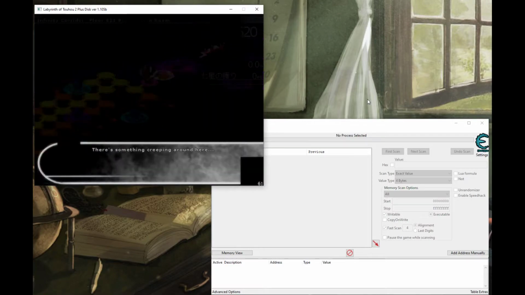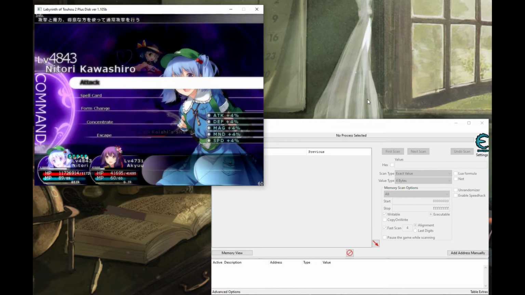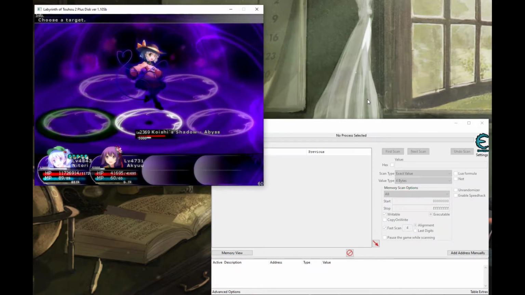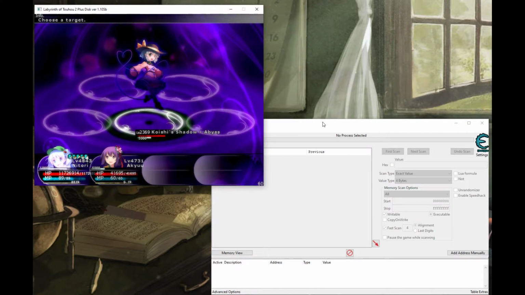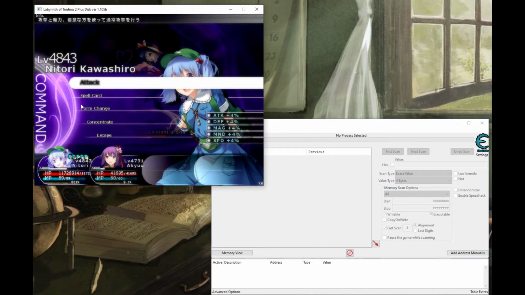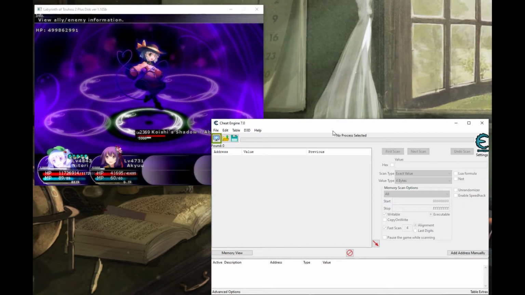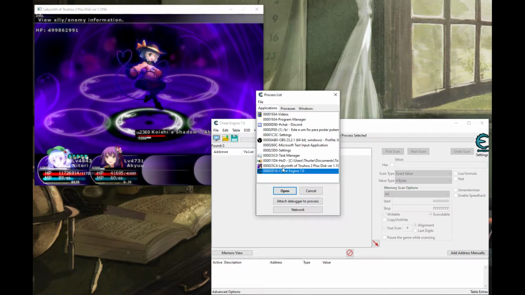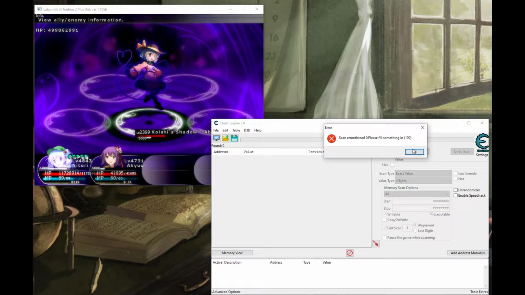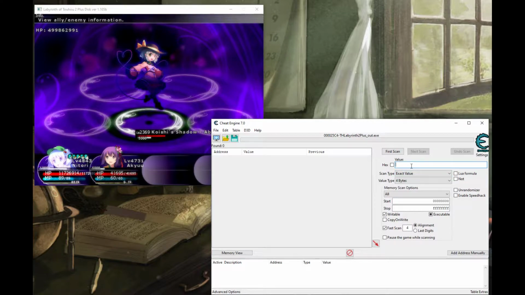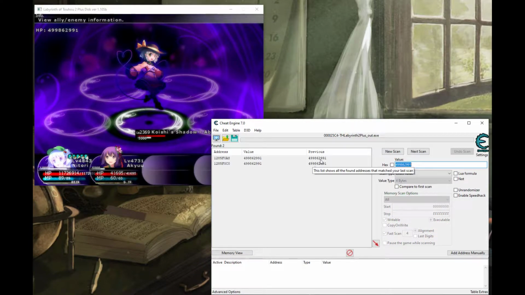So you just want to get yourself into any fight. I chose Shadow Koishi here because she has a lot of evasion, so this should be the best case for testing. First of all, you want to get a hold of Koishi's evasion, so put Cheat Engine linked to the exe, and scan for Koishi's HP values. Doing that here, we get these two results.